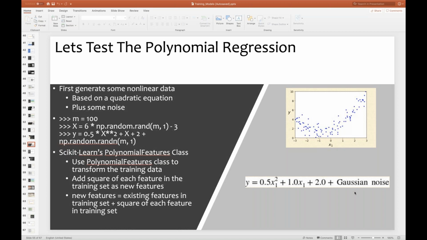plus some noise. Guys, when I say noise, noise means random data. Always remember this; I have been using this term so often. I thought to highlight this one.